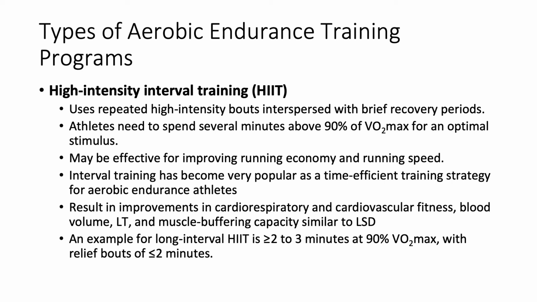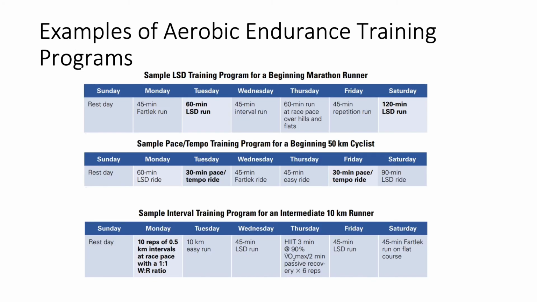For endurance athletes, the rest times between intervals are typically equal to or less than the work time itself, which keeps the work to rest ratio at 1 to 1 or 2 to 1. An example of an appropriate work to rest ratio for long interval HIIT training is between 2 to 3 minutes at or above 90% VO2 max, with a resting period of 2 minutes or less. Here are some examples of LSD training, pace tempo training, and interval training for athletes.